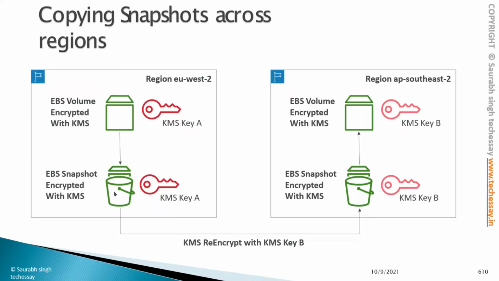When we transfer a snapshot from one region to another region, always remember that the key of the destination region will be applied to this EBS snapshot. So here we have to use KMS key B to decrypt it. Our EBS volume is encrypted with KMS, and we can decrypt only by using KMS key B, because when we transfer a snapshot across regions, KMS must re-encrypt it with KMS key B, which is available in the second region.